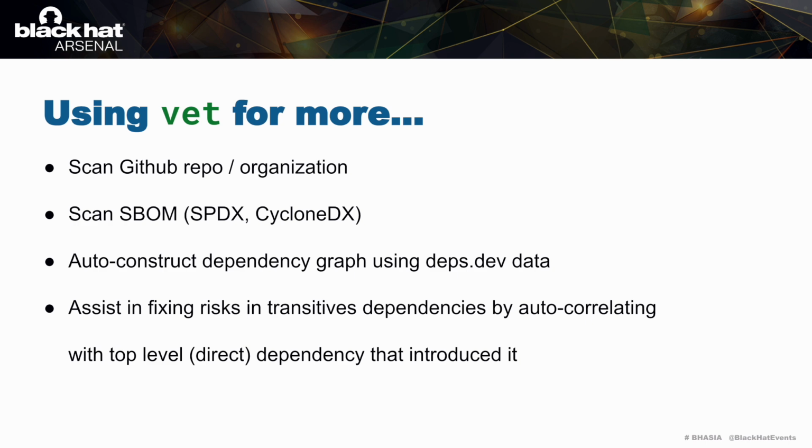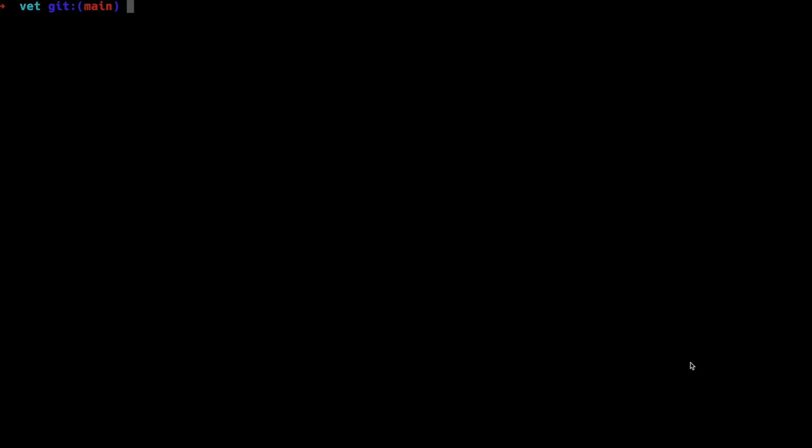So let us see how we can do some of these things as part of our next demo. In this demo, we will see some of the extra features of WET beyond its core feature of policy-driven vetting of open source software components. We will see how we can use WET to scan GitHub repositories directly and generate a graph of its dependency relationships. So let's start by scanning a GitHub repository.